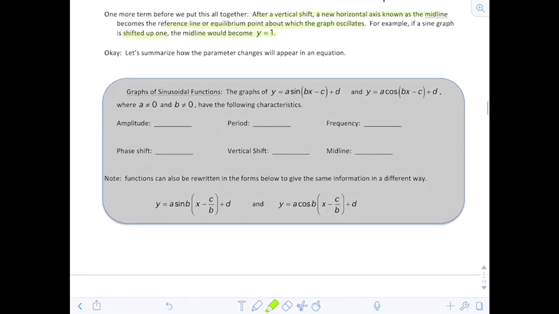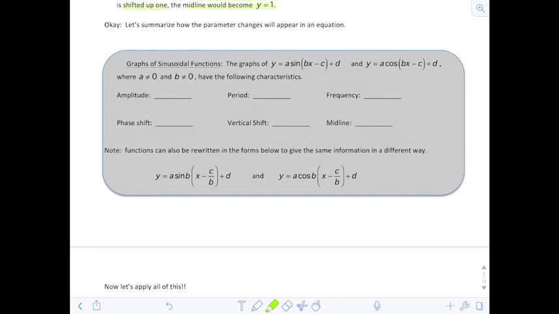So now let's take these functions and identify the variables that go with the definitions and terminology. Here again we have the graphs of the sinusoids, y equals a sine of bx minus c plus d, and y equals a cosine of bx minus c plus d. The amplitude is going to be a. Just like the a value affects how wide or narrow a function is, it does the same thing with sine and cosine and trig graphs in general. Amplitude is actually going to represent a distance.